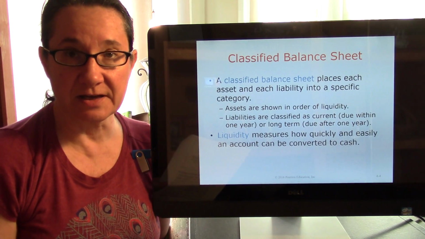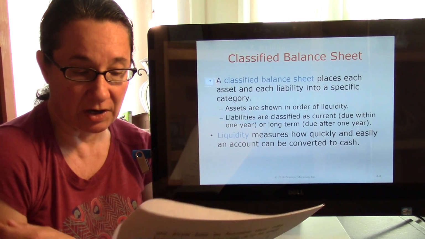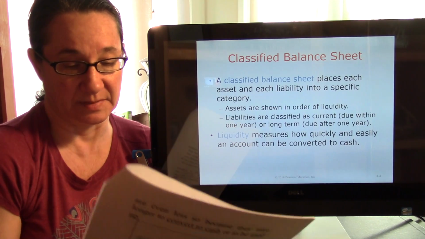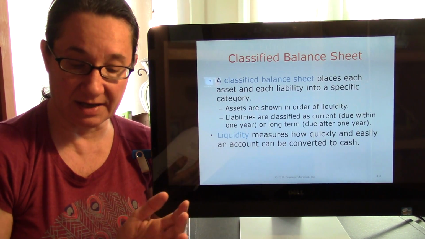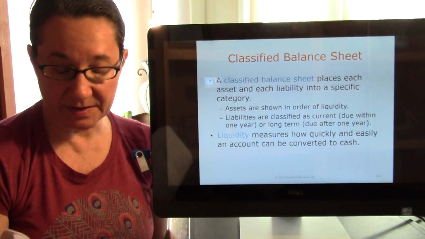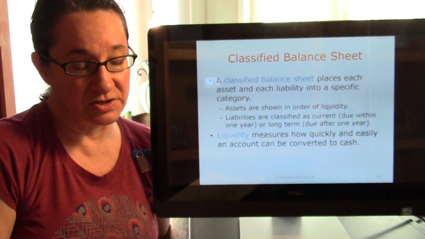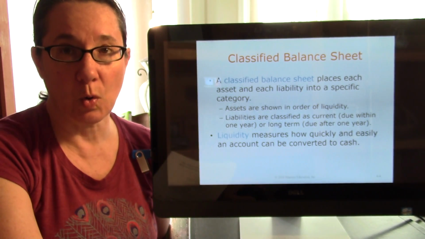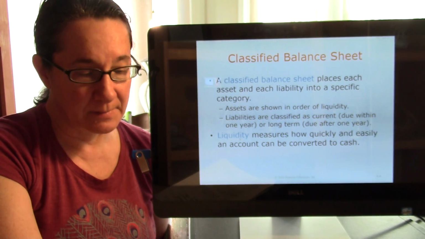So cash, clearly very liquid. Accounts receivable are relatively liquid because receivables are collected quickly. Office supplies are less liquid, and furniture and buildings are even less, because they take longer to convert to cash or be used up. So being used up is also an indicator of liquidity.